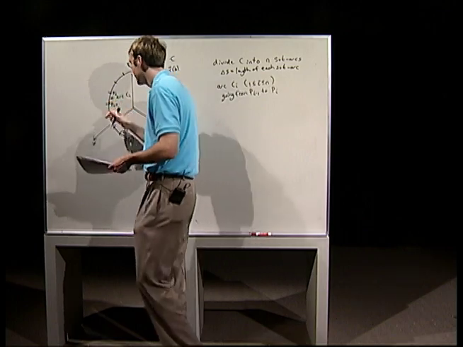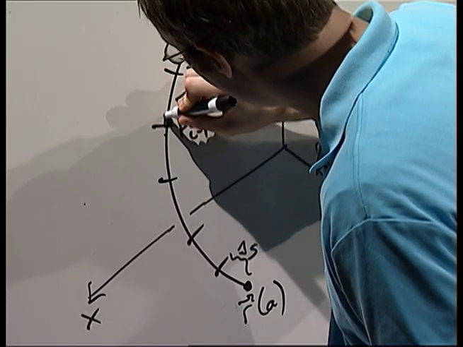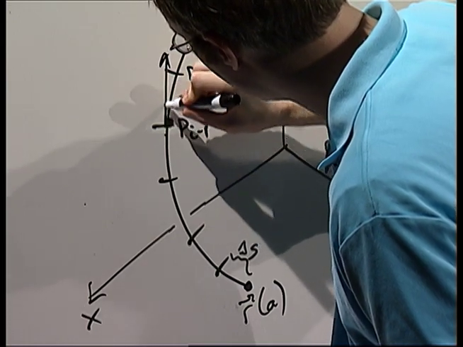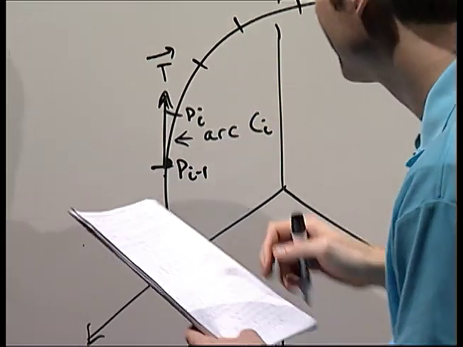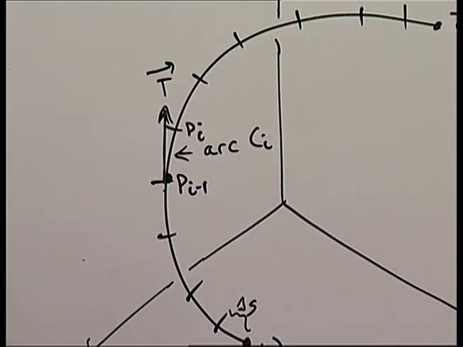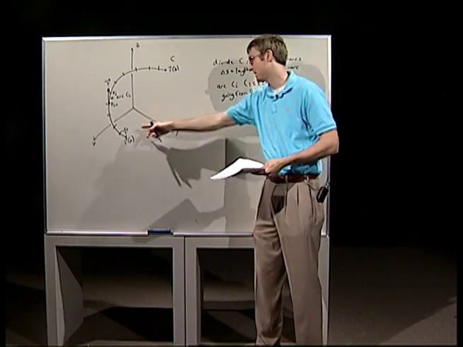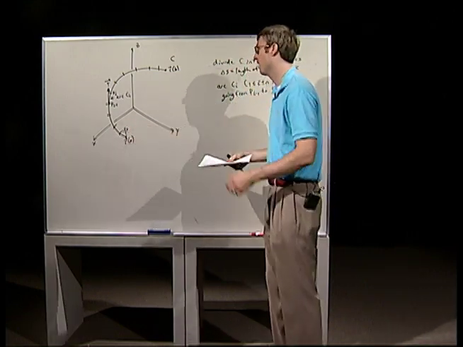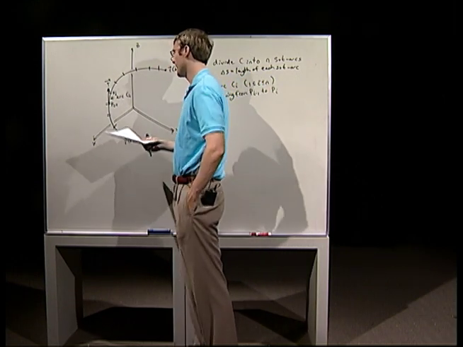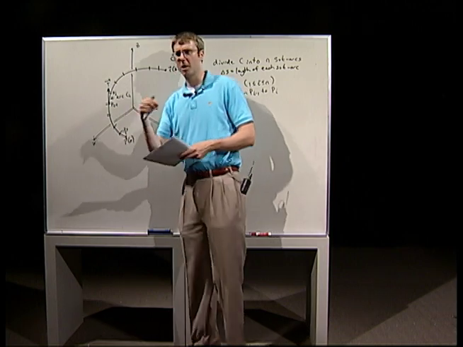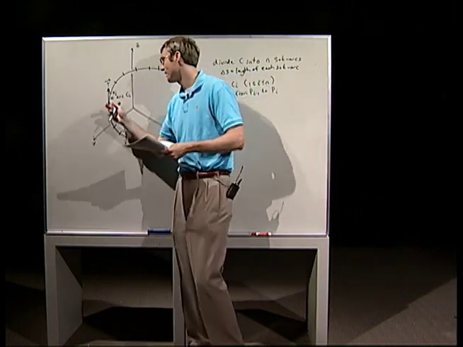At the initial point, this arc has a unit tangent vector, so maybe it looks like that. That's T. And the point is that these arcs are small. This delta S is very small here. We're not moving very far. So if delta S is pretty small, then there's not a lot of time for this arc to change direction away from T. In other words, we definitely know that at this point it's moving in the direction of T.